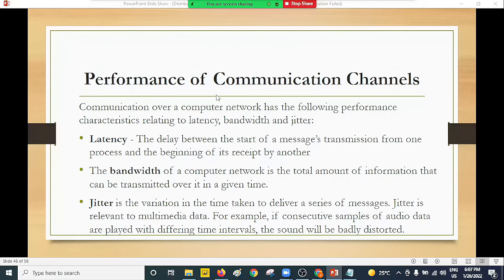We have jitter, which is noted when transmitting multimedia data. I've given an example here: if consecutive samples of audio data are played with different time intervals, the sound will be badly distorted. I think these are some of the problems that we are facing even right now. All this applies to what we are doing now. And in one way, they hinder the right performance of communication within the distributed system. So take note of that.